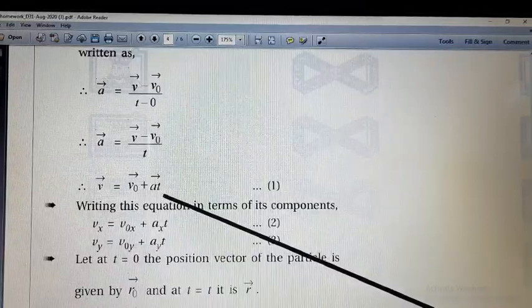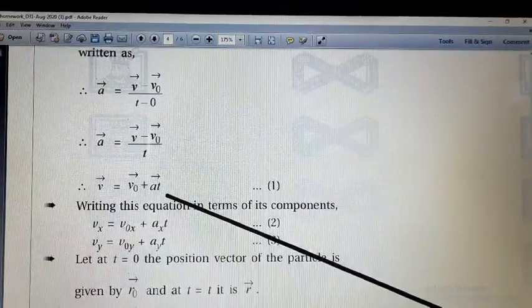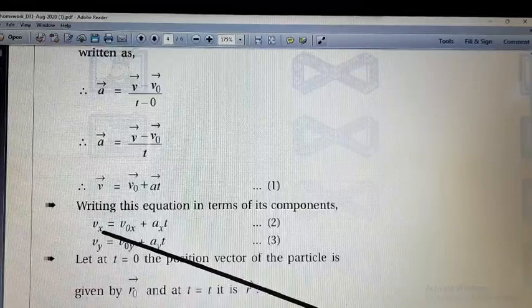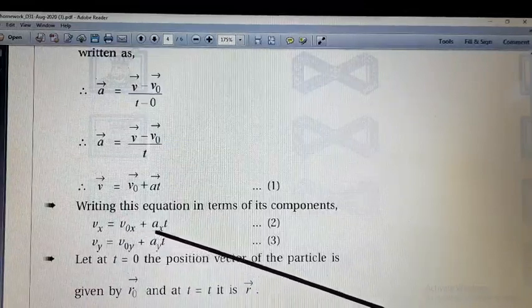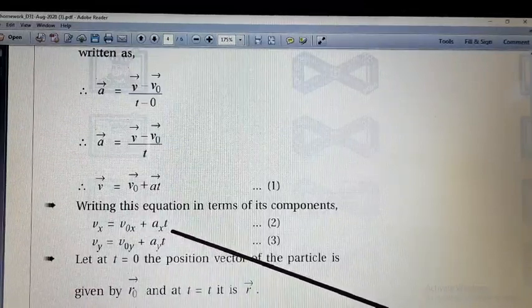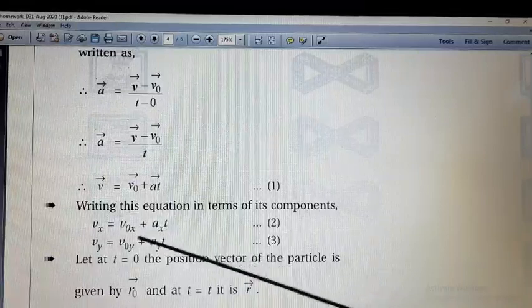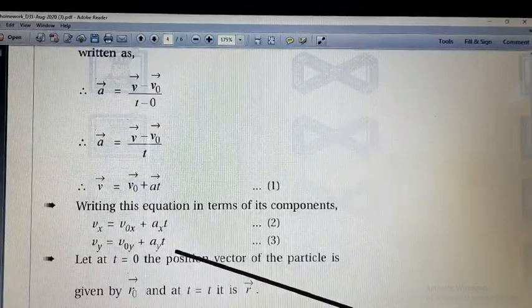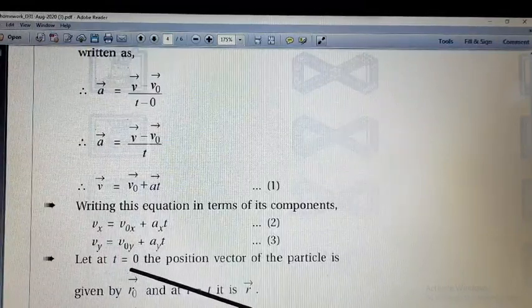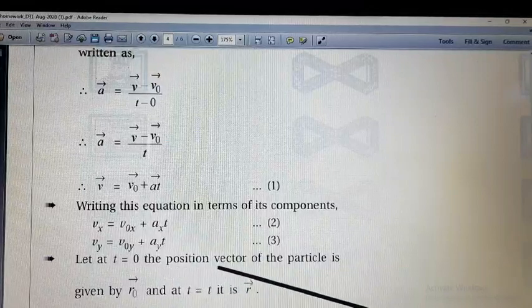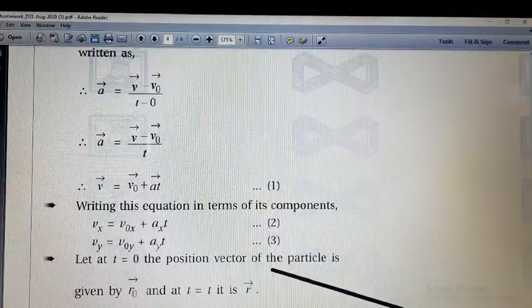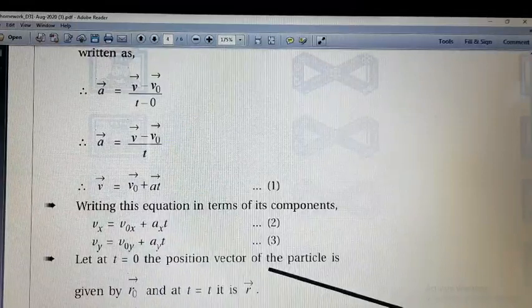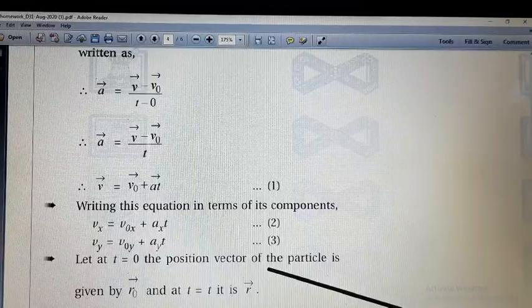This equation is written in two components, means x and y. So we can write vx is equal to v0x plus axt. Same way, the y component of the velocity, vy, is equal to v0y plus ayt. Let at time t equal to 0, the position vector of the particle be given by vector r0. And at time t equal to t, it is vector r.